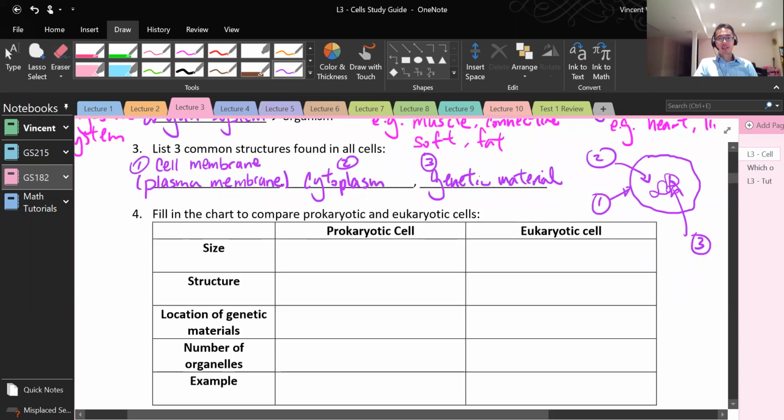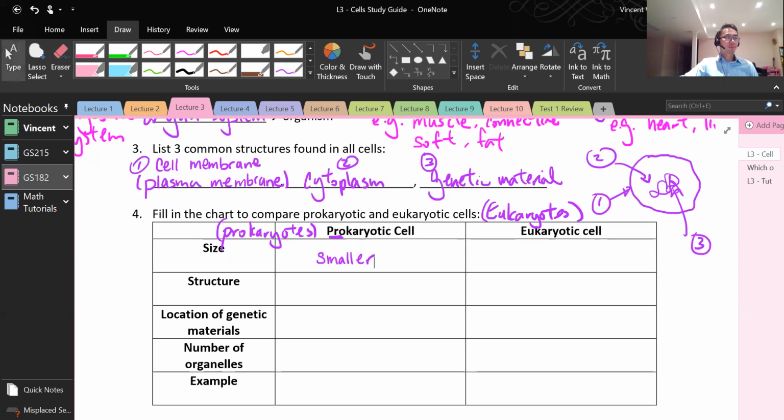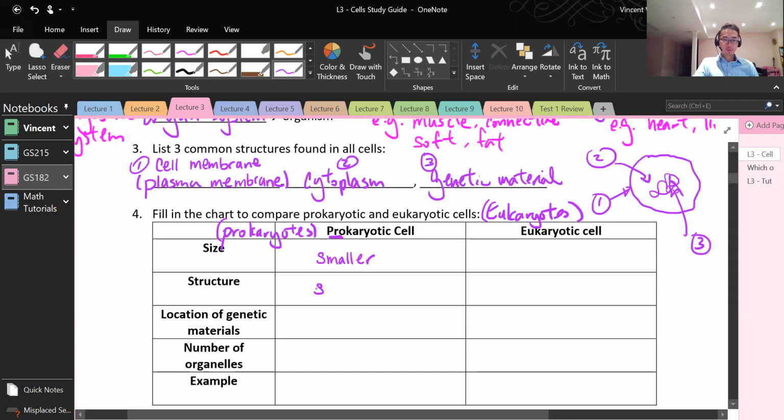Another name for prokaryotic cells is prokaryotes, and another name for eukaryotic cells is just eukaryotes. Prokaryotes: P for primitive. These are cells that are rather simple, not too complicated. In terms of size, they are going to be smaller. Simple structure, there's not a lot of moving parts, so to speak.